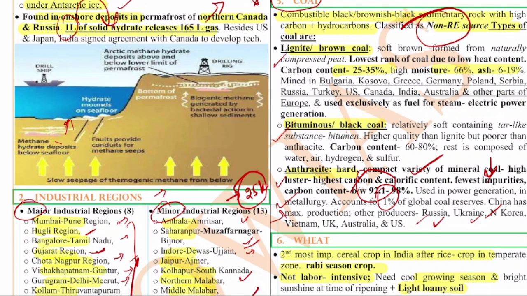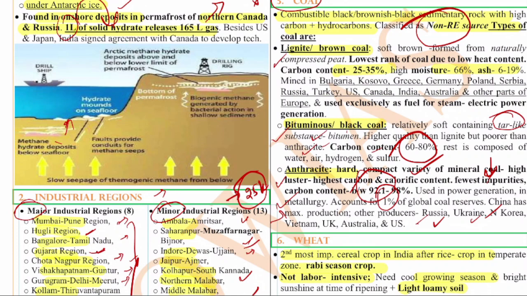Next is bituminous. Bituminous is a relatively soft, tar-like coal. It is of higher quality than lignite but poorer than anthracite. The carbon content is about 60 to 80%, and the rest is composed of water, air, hydrogen, and sulfur. That is the thing about bituminous.